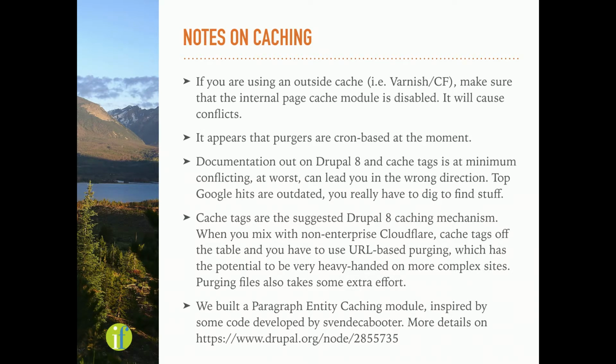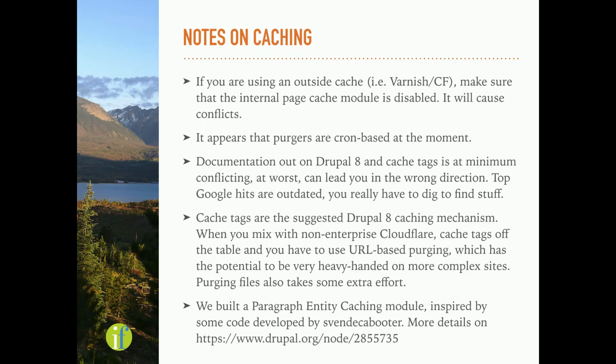It appears that purgers are cron based at the moment, so this means that we have cron running every minute on all of our sites, and this is how we get the URLs queued up to get purged from the system. The documentation out on Drupal 8 and cache tags is at a minimum conflicting. At worst, it can lead you in the wrong direction. The top Google hits are outdated, and you really have to dig to find stuff. So just stay strong and try to tap into your community networks if you have them, because that'll really help you when you're on your quest for purging things and making sure content is updated.